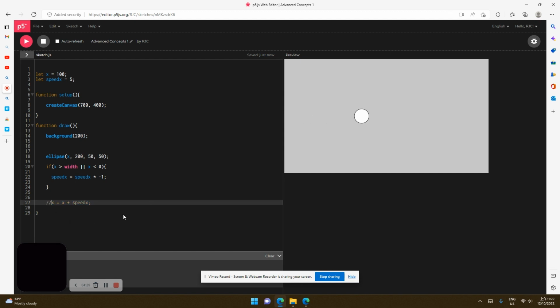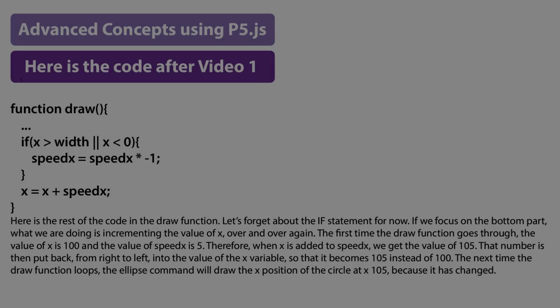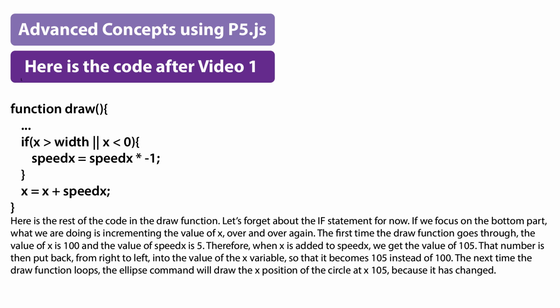Okay, so now I'm commenting out the code. So what commenting out code does is it makes it inactive. Okay. So now we're going to look at the draw function and the if statement. So here's the rest of the code that we have before I commented out the speed.